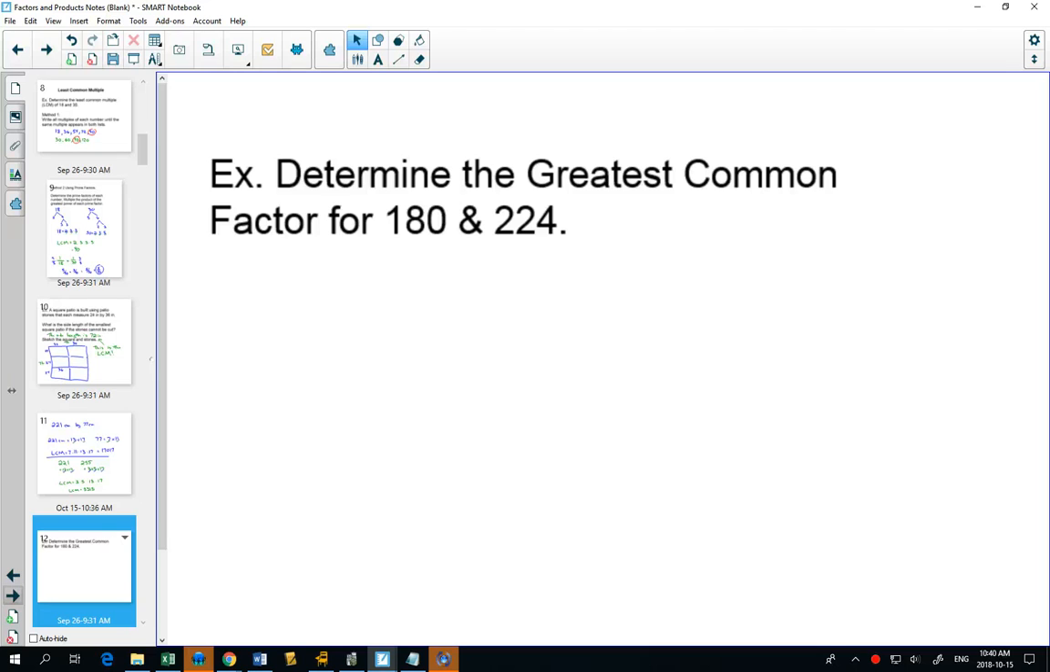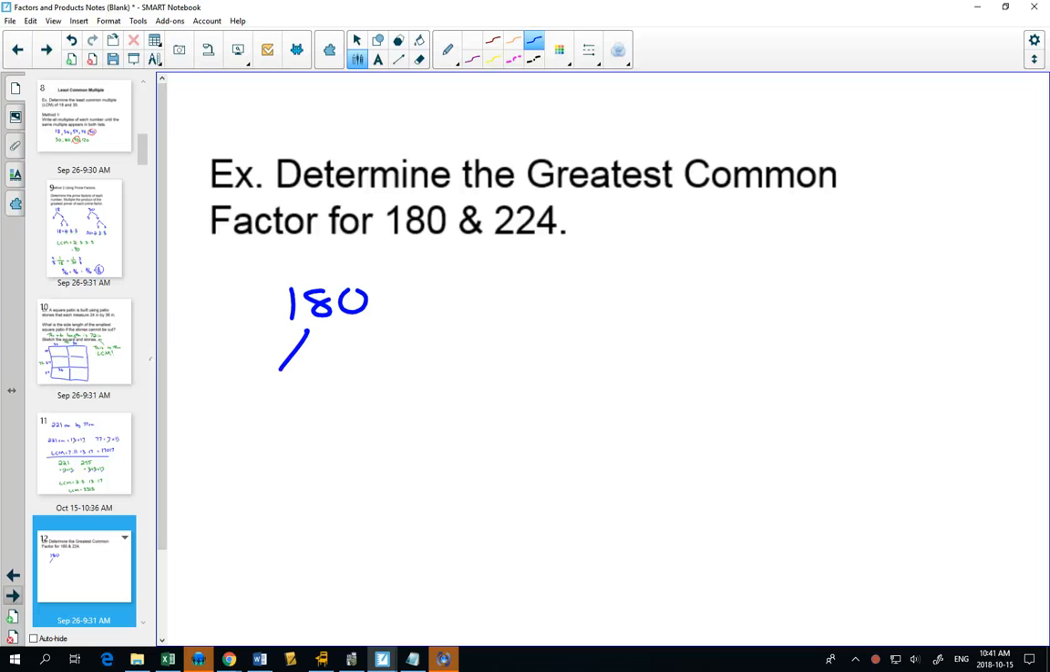Sometimes it's obvious, like this one. Determine the greatest common factor. So you have to say to yourself, do I know what that means? Greatest common factor. The word factor means the things that multiply to equal it. And in most situations, we're going to use the prime factorization to figure it out.